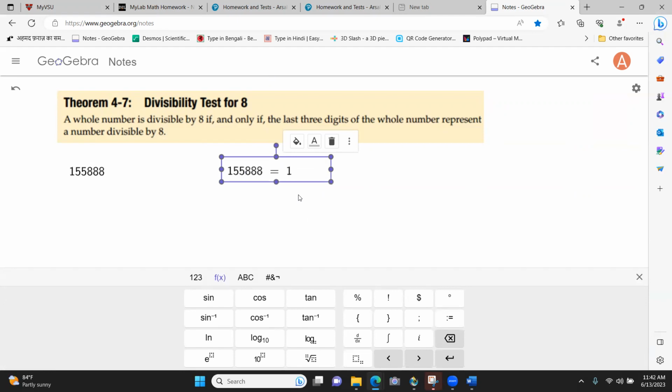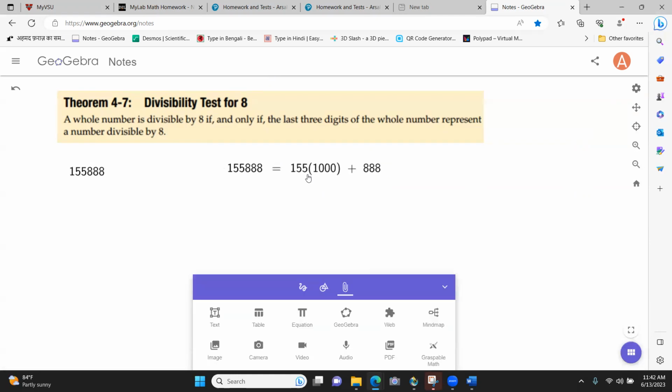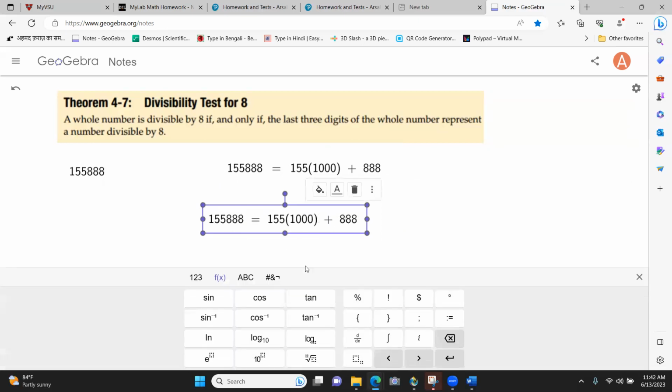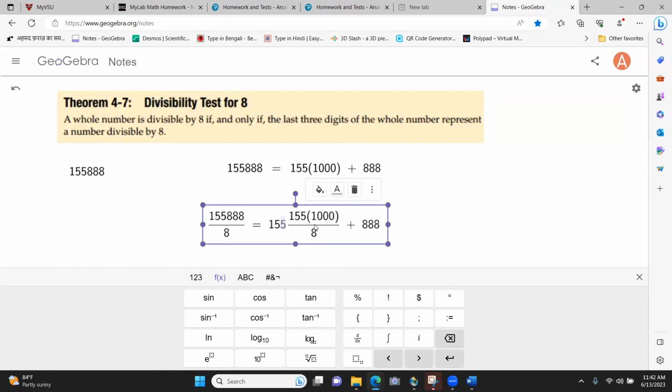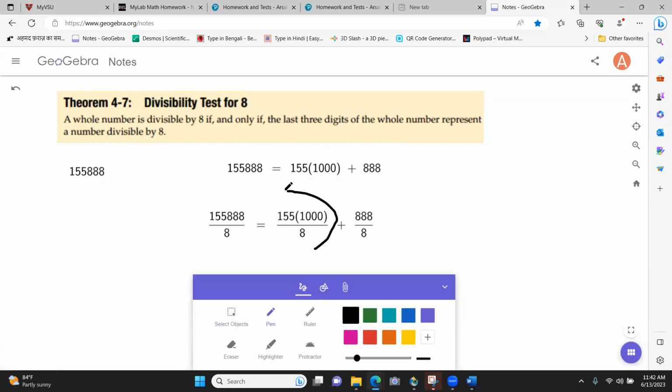All right, so I'm going to take this same number, 155,888. I can write it as 155 times 1,000 this time, plus 888. Take this and divide both sides by 8, and you hope this left-hand side is a whole number. Well, I'm pretty sure it will be. This is clearly divisible by 8 because 1,000 is divisible by 8.